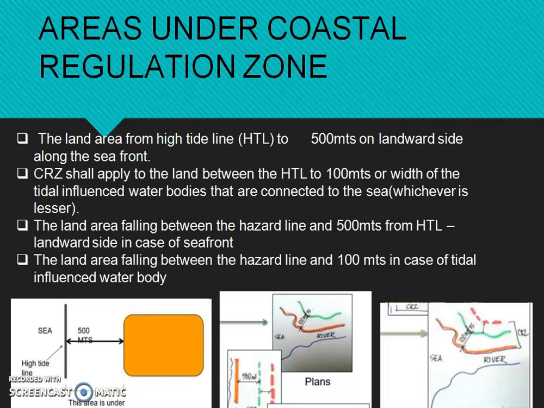So what are the areas under the coastal regulation zone? The land area from the high tide line to 500 meters. Your picture is shown here. This is the sea portion and this is the land portion. The high tide line in the sea is marked here. From the high tide line towards the land portion, take 500 meters. This 500 meters will come under the coastal regulation zone.